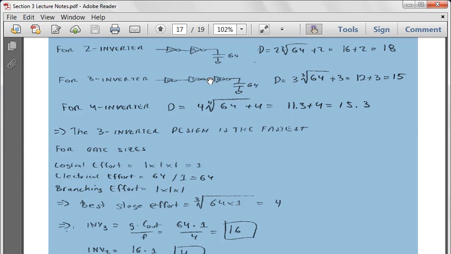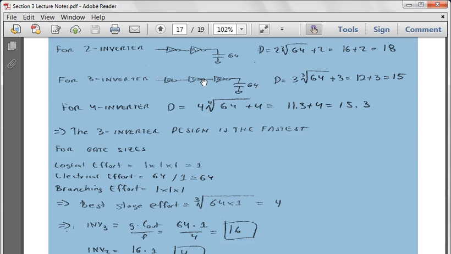So now we take that 16 value and do the same thing to calculate the size of the second inverter. We take 16 times the logical effort of 1, divided by 4, because we know our best stage effort. So it becomes 16 over 4, which is 4. And then the first inverter becomes 4 times 1 over 4, which should be 1. So you have lambda of 16, lambda of 4, lambda of 1, for the 3 inverters.